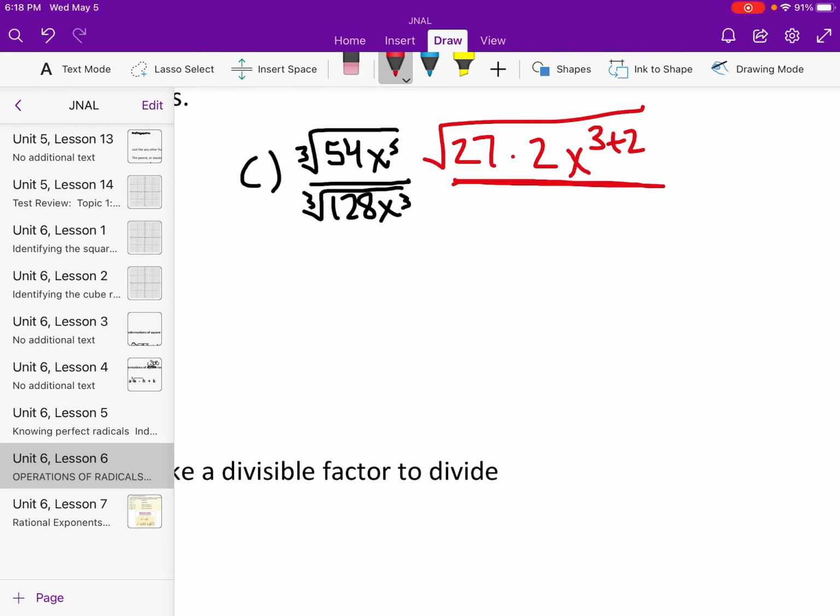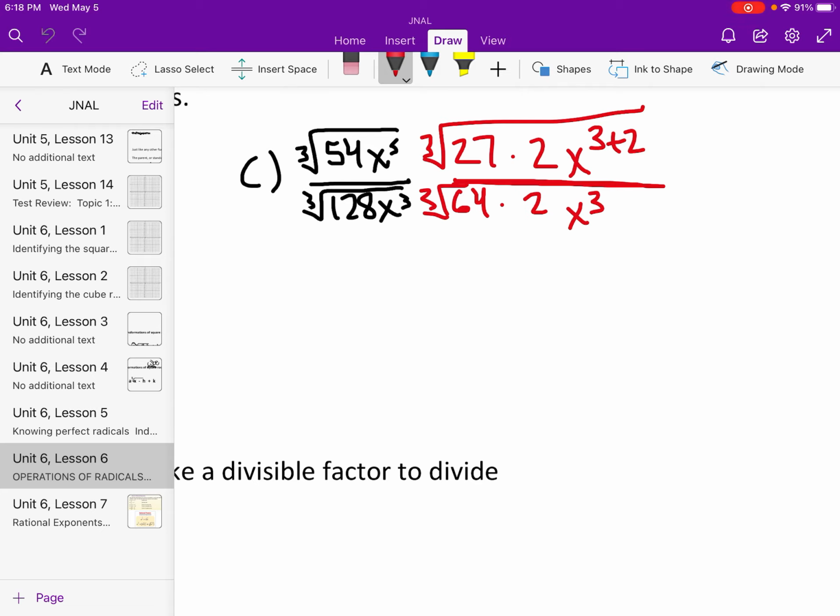So that's the top. The bottom, 128. What two things can multiply to equal 128? One of them you can take the cube root of and get an even number. That would be 64 and 2. And then x cubed, we don't have to split that exponent because 3, the exponent, can already be divided by 3.